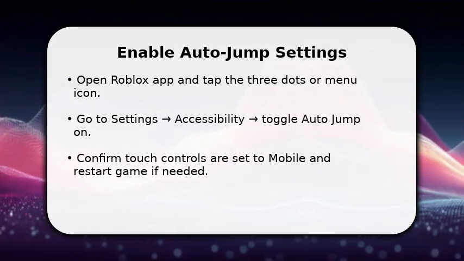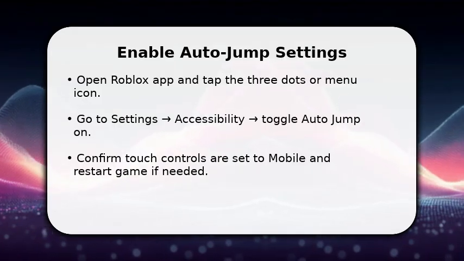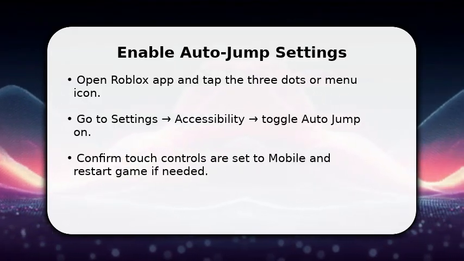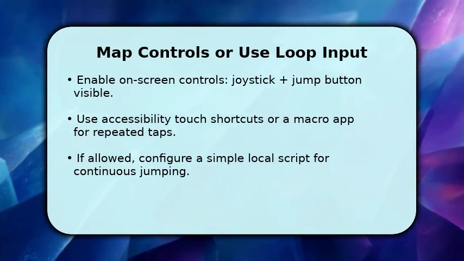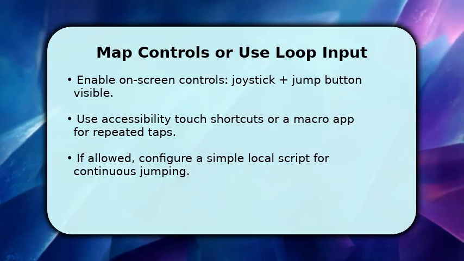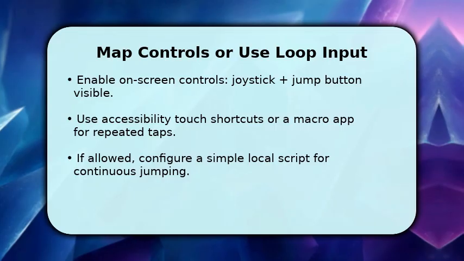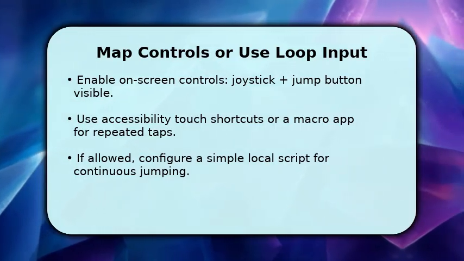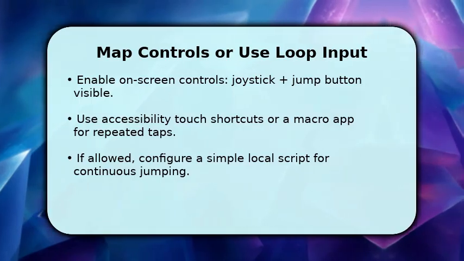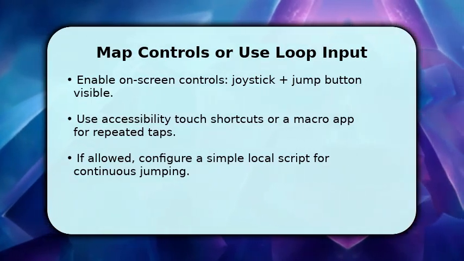Doing this clears common misfires and lets you focus on the next step, mapping or scripting a repeat jump if the game allows it. Now you create a reliable input path. Make sure the on-screen jump button is visible and in a comfortable position. For consistent auto jump beyond built-in behavior, use an accessibility shortcut or a trusted macro/tap repetition app that simulates repeated taps on the jump button. This works when games don't block such tools.